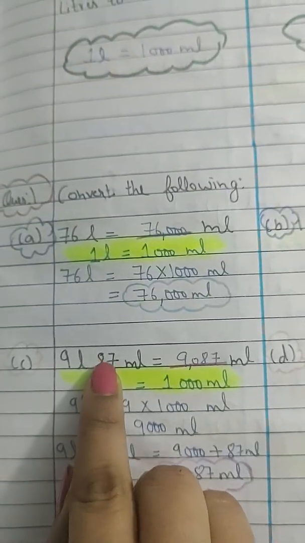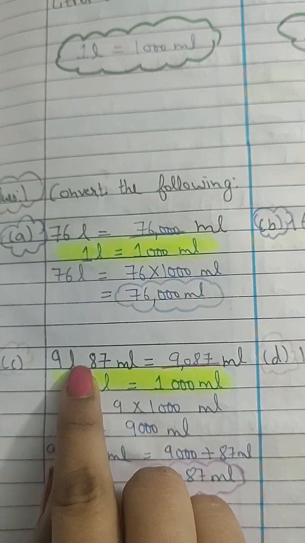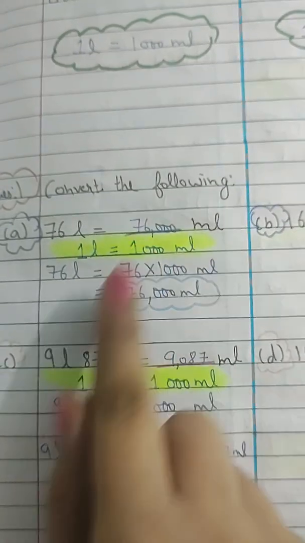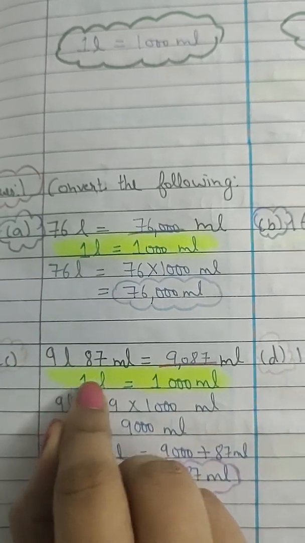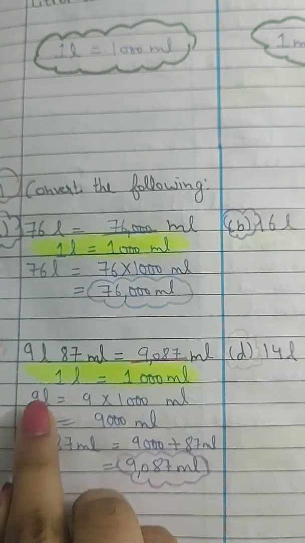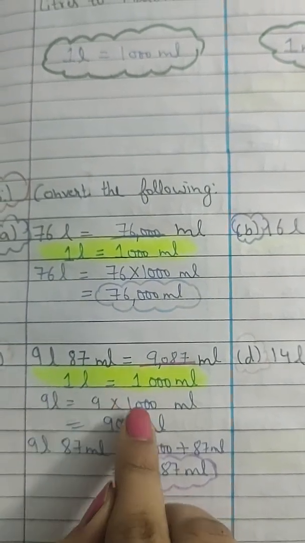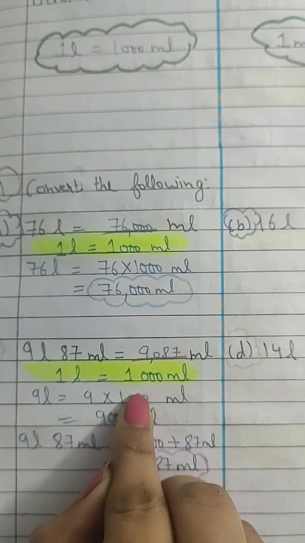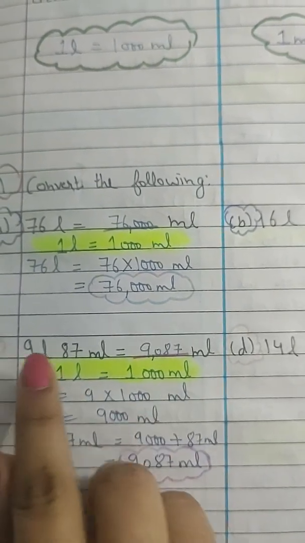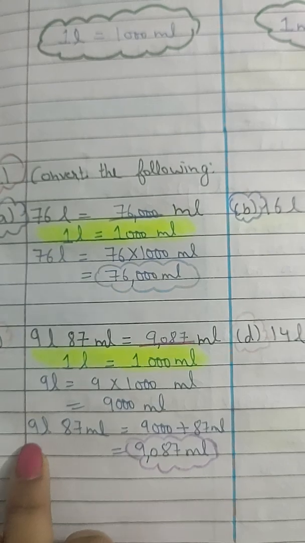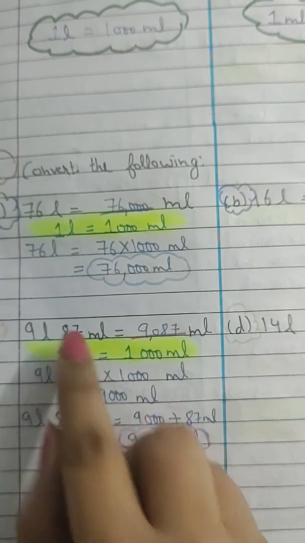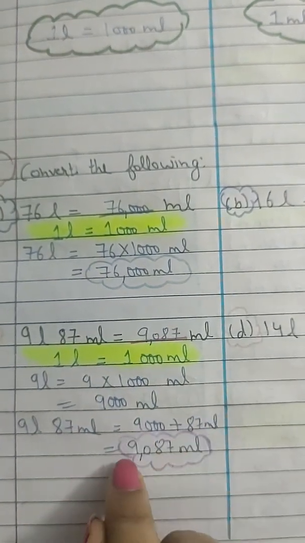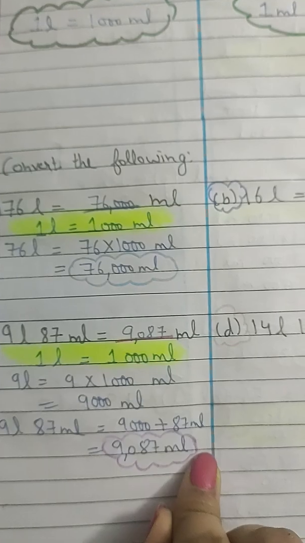Then here 9 liter 87 milliliter is given. Again we are going from liter to milliliter, so we write the formula first. 1 liter is equal to 1000 ml. Now 9 liter we will change into milliliter first. 9 multiplied by this 1000 becomes 9000 milliliters. Then again we write the whole question here, 9 liter 87 ml, and this 9000 we write from here, 87 we write here, and when you add it will be 9087 milliliters. The same question I have given you here for your practice.